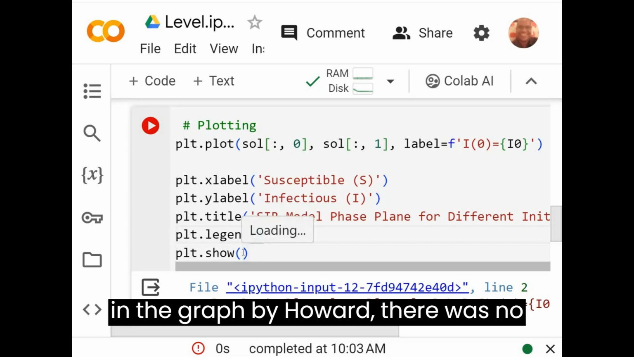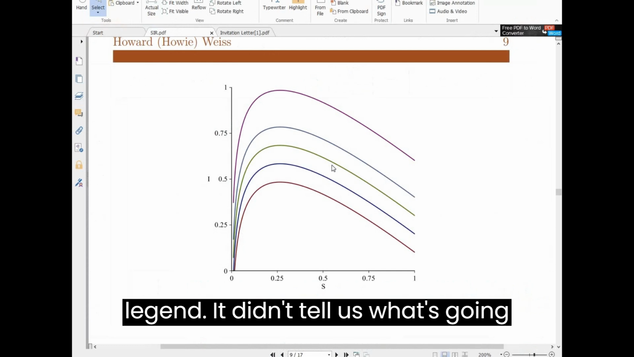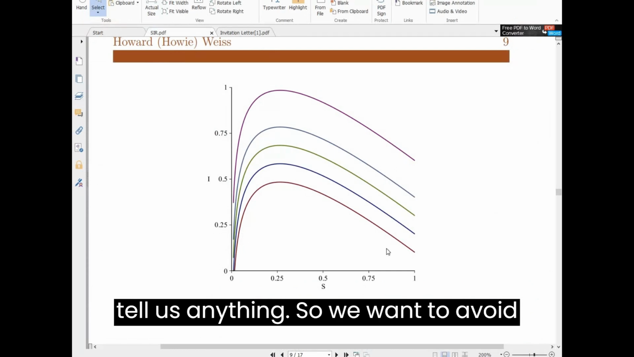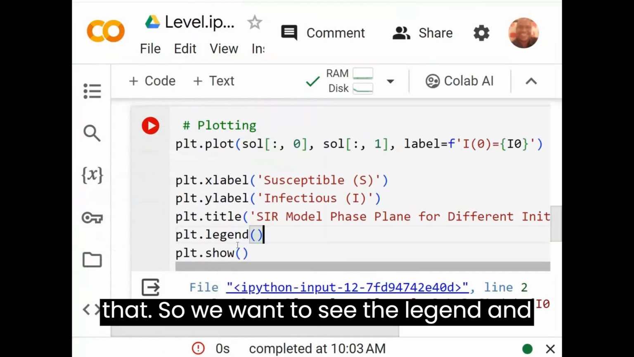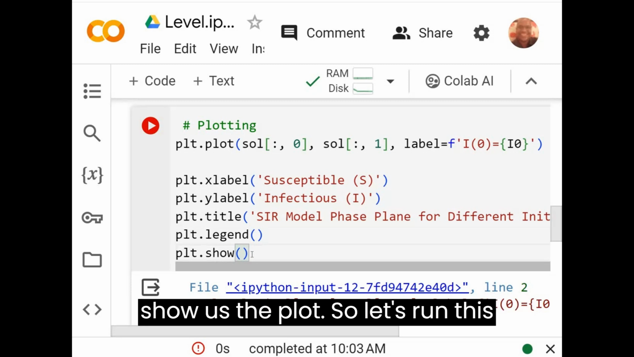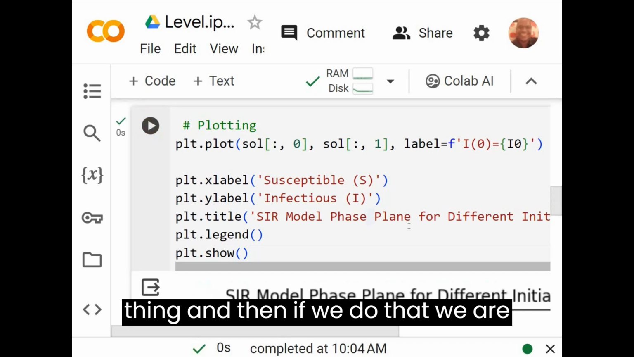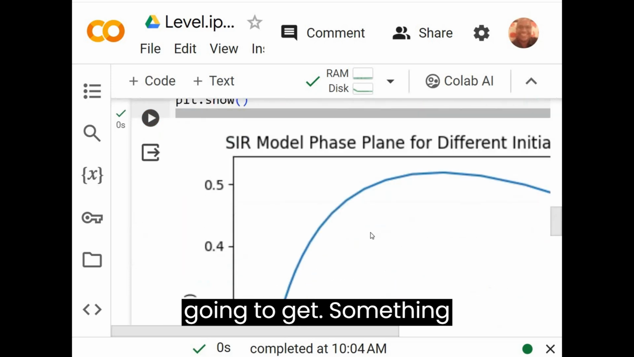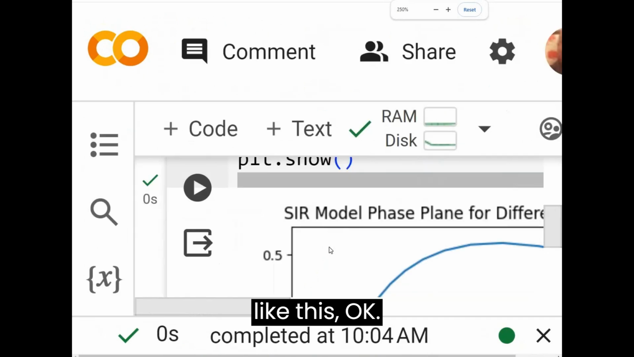As you can see in the graph by Howard, there was no legend. He didn't tell us what these values are. They didn't tell us anything. So we want to avoid that, and we want to see the legend. And then plt.show simply means show us the plot. So let's run this, and if we do that, we are going to get something like this.